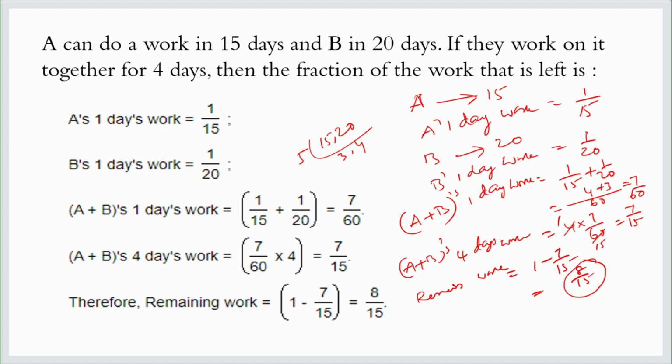Are you understanding? In this manner, you can calculate it. A finishes the work in 15 days, so A's work in 1 day is 1/15. B finishes the work in 20 days, so B's 1 day work is 1/20. When A plus B work together for 1 day, that is 1/15 plus 1/20. The LCM of 15 and 20 is 60, so it is 7/60. Then A plus B's 4 days work is 7/60 times 4, which is 7/15.